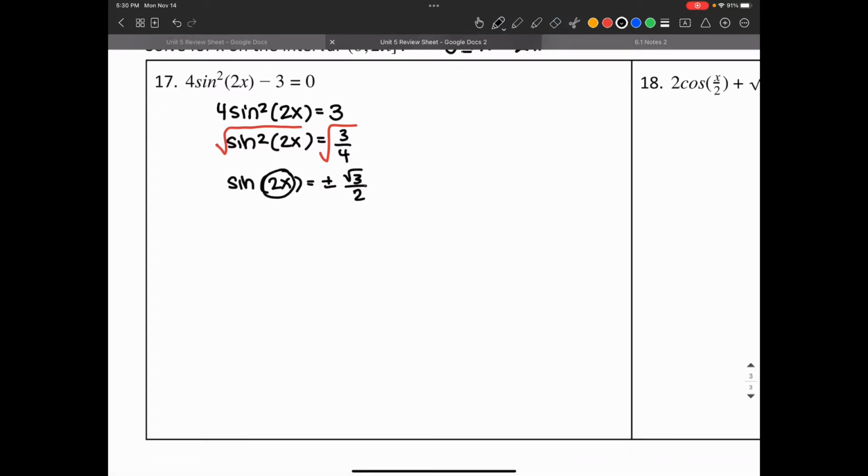I don't want this inside when I'm making my visual for what angles could make this statement true. So I'm going to let 2x be equal to some other variable. I'm going to say theta, and then I'm going to make a visual for the equation sine of theta is equal to plus or minus the square root of 3 over 2.